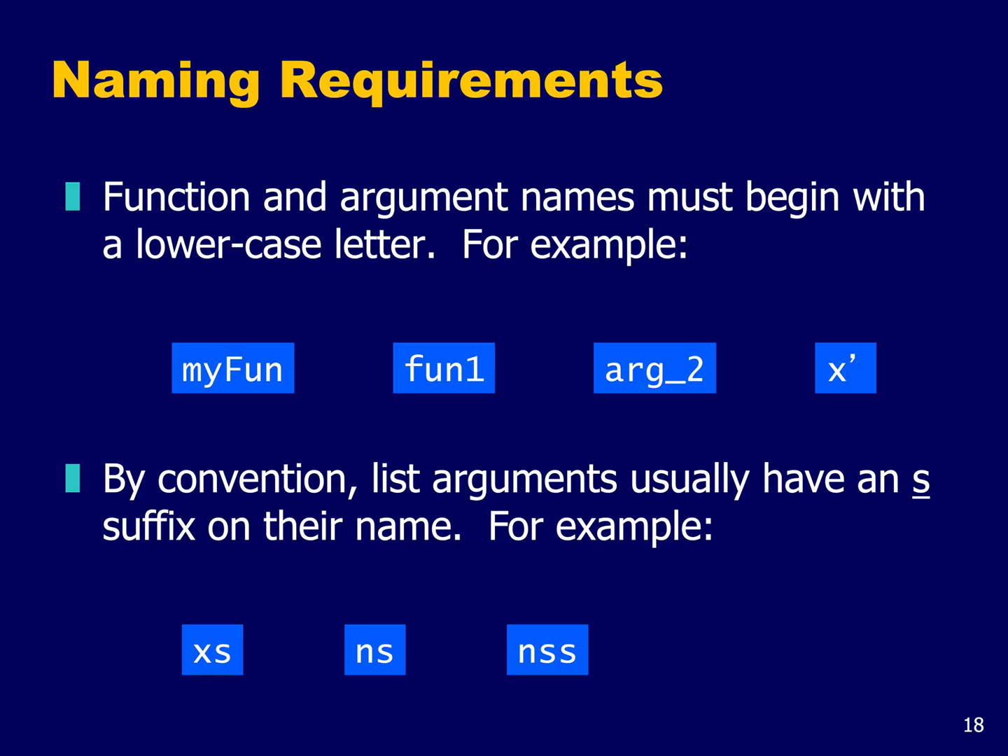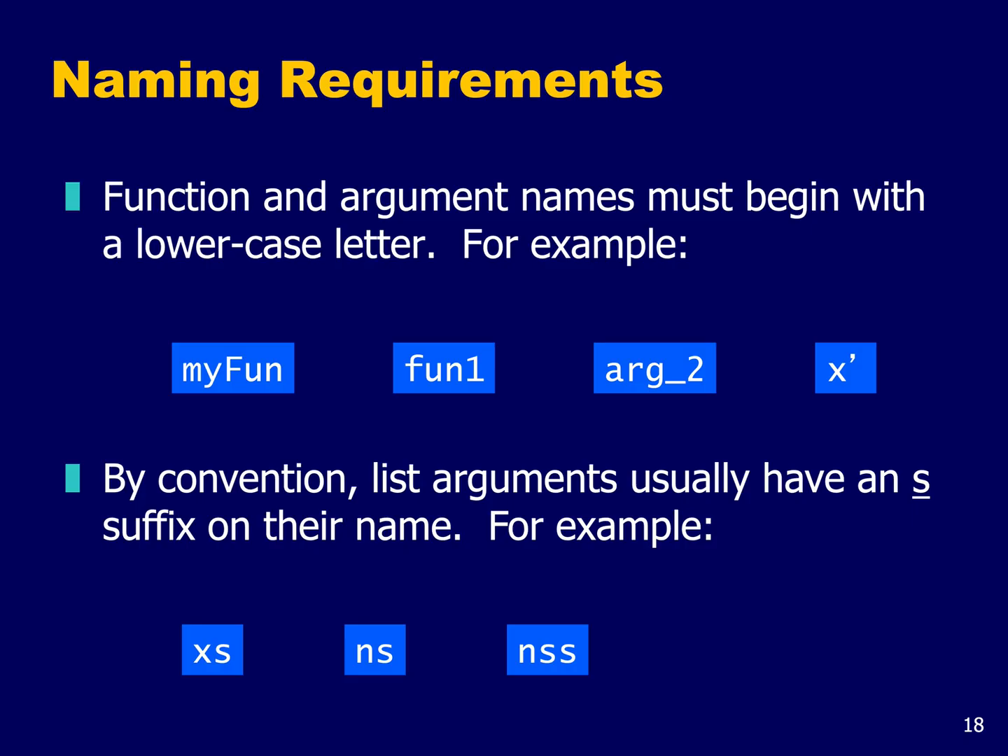So here are valid function names or argument names: myFun with a capital F, fun1, arg_2 or x'. These are all valid function or argument names. And the reason why they must begin with a lowercase letter is capital letters are reserved for things to do with types, as we'll see next day. For example, the integer type is spelled Int with a capital I. So lowercase stuff is functions and argument names. Things that begin with capital letters are things to do with types.